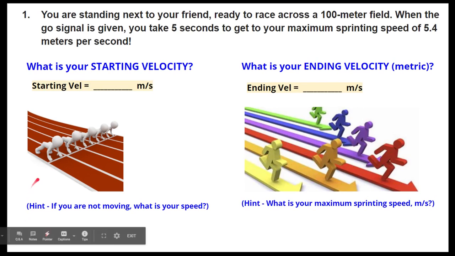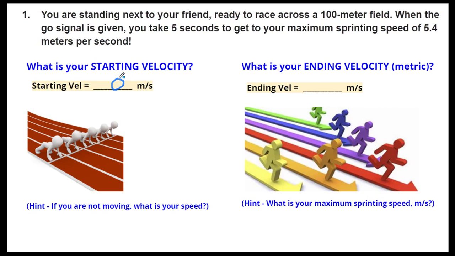If we are stopped waiting at the start line for the go signal, what is our velocity? If we are not moving forward, backward, if we are stopped, our speed is 0 meters per second. Our starting velocity is 0 meters per second.